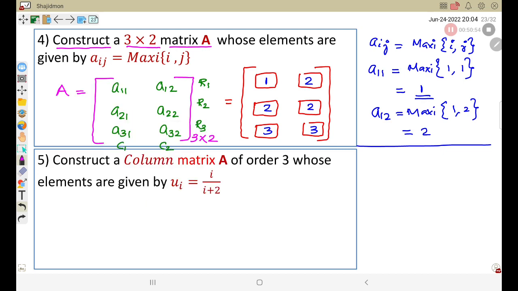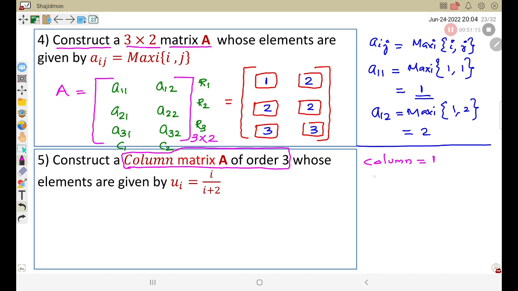Now, question number 5. Construct a column matrix. You need to read it like this: column matrix of order 3. Together you can read for understanding that question. Column matrix of order 3. Column matrix, what is the meaning? Number of columns equal to how many? 1. That is the meaning of column matrix, correct?